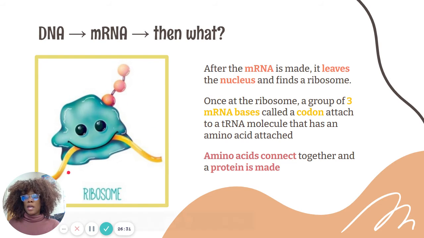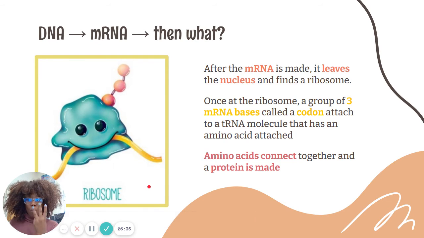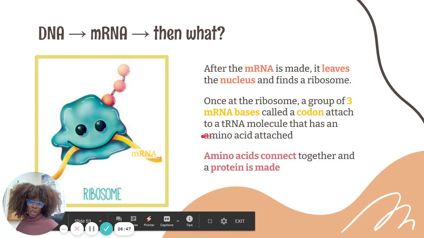So again, the mRNA leaves the nucleus, it comes to the ribosome. 3 bases are read at one time. Those 3 bases code for 1 amino acid. Those amino acids are going to link together in a chain. They're going to fold all up, and then boom, they're a protein. They go and do whatever job they're supposed to do.